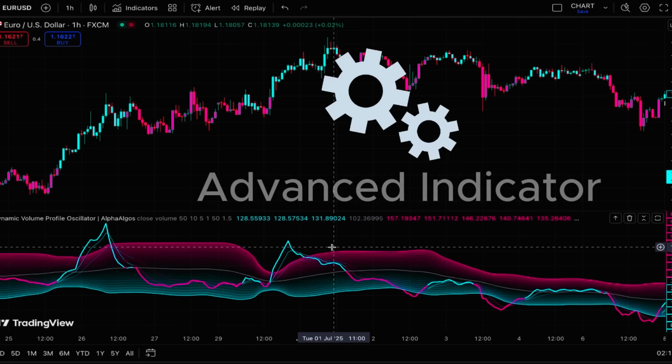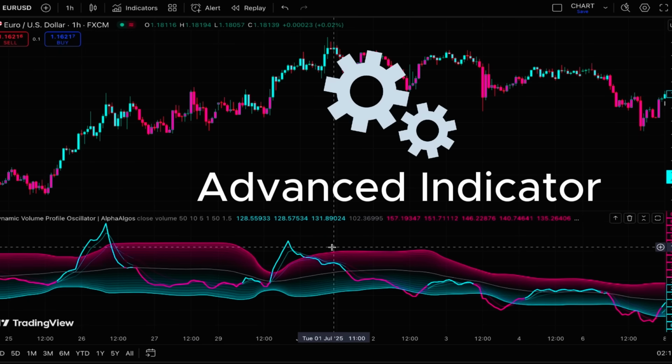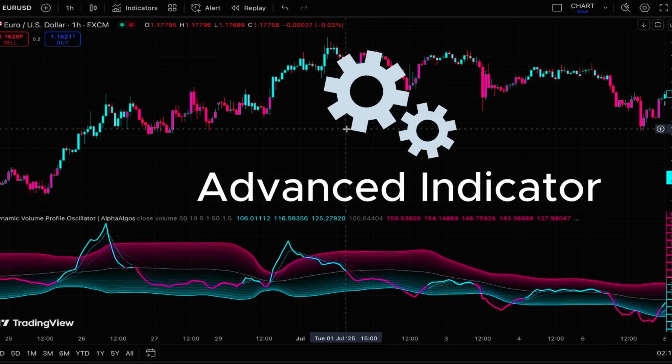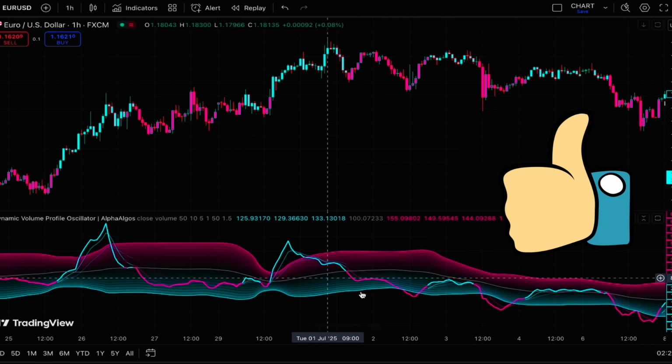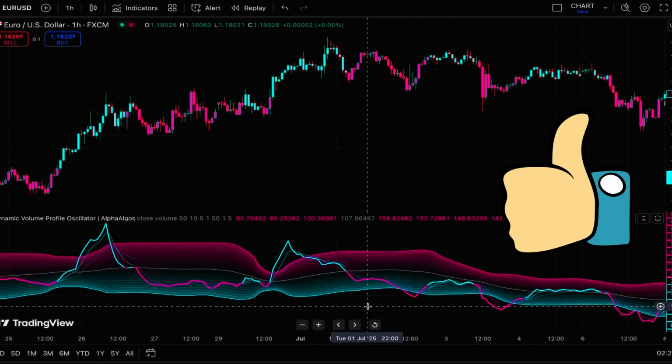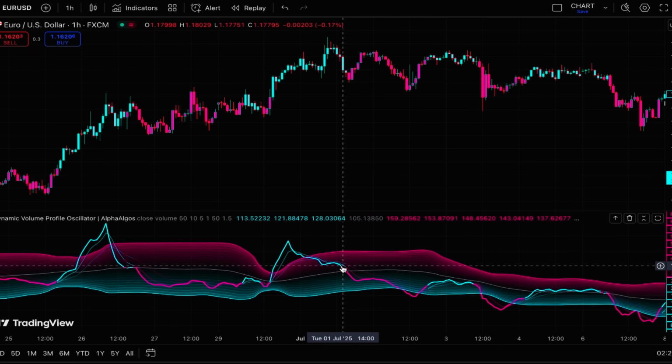This indicator is an advanced indicator that has transformed volume analysis into an oscillator, by making a dynamic volume profile and measuring price deviation from volume weighted levels of the price. And the result is this indicator that gives you excellent information about trend, momentum, and potential reversals in the market. This indicator has different components, which I explain now and teach you how this indicator can be used for trading.